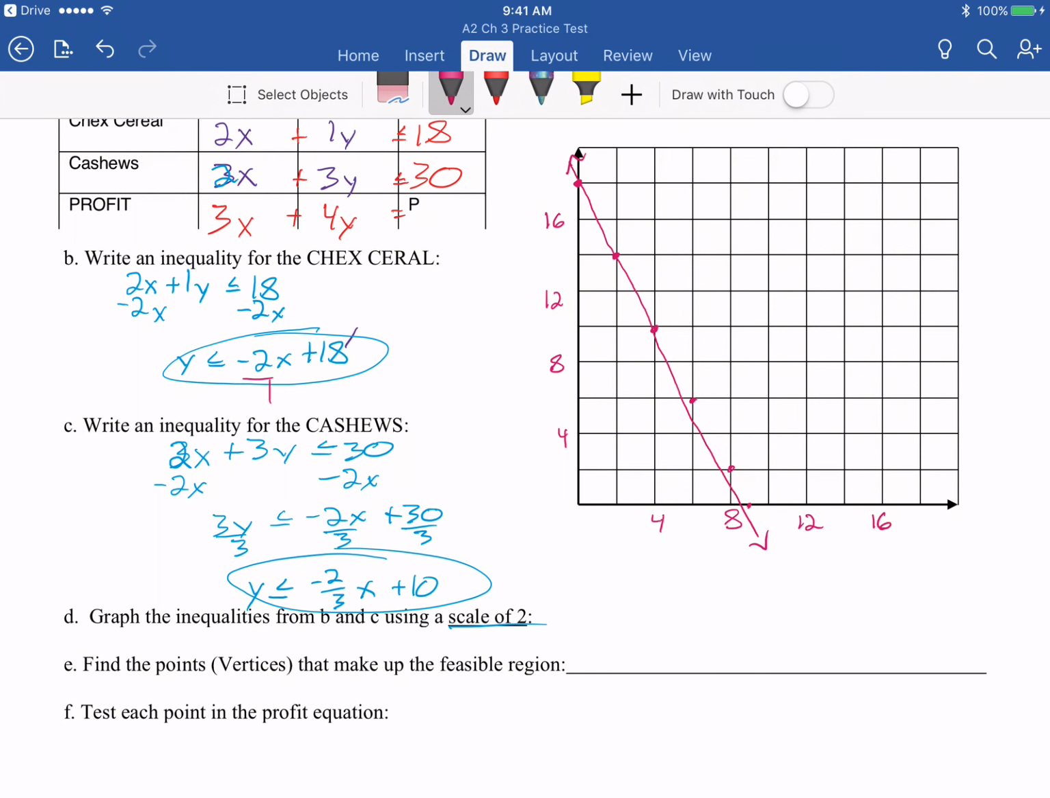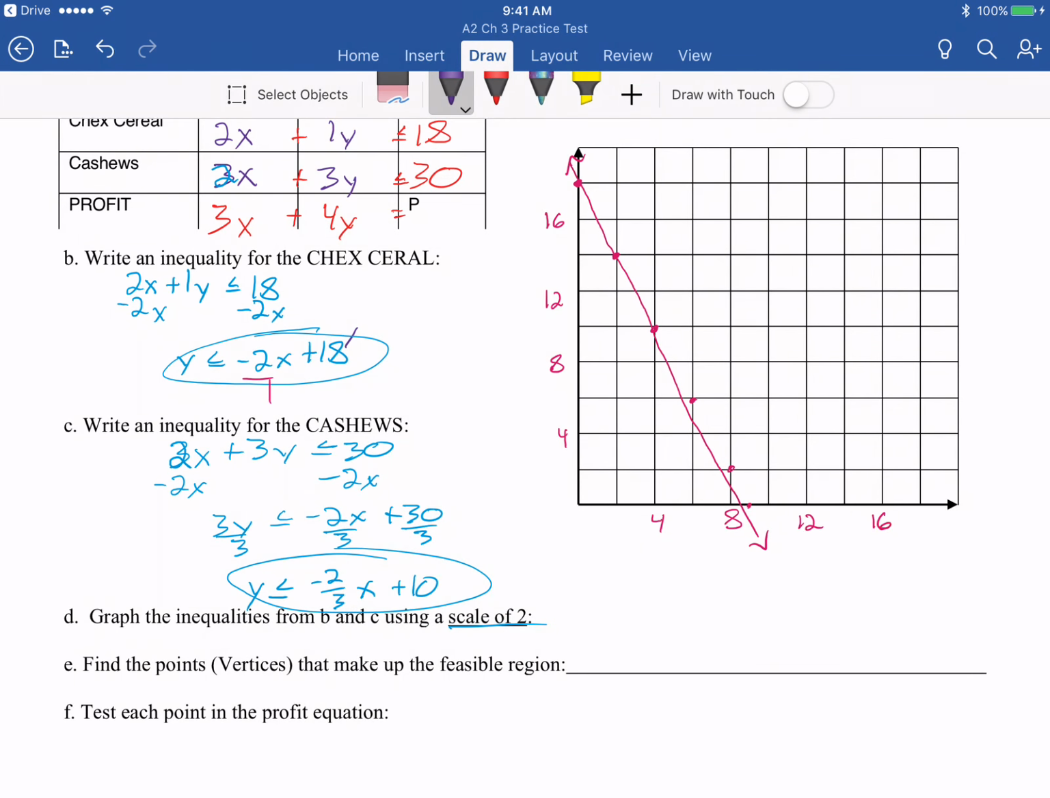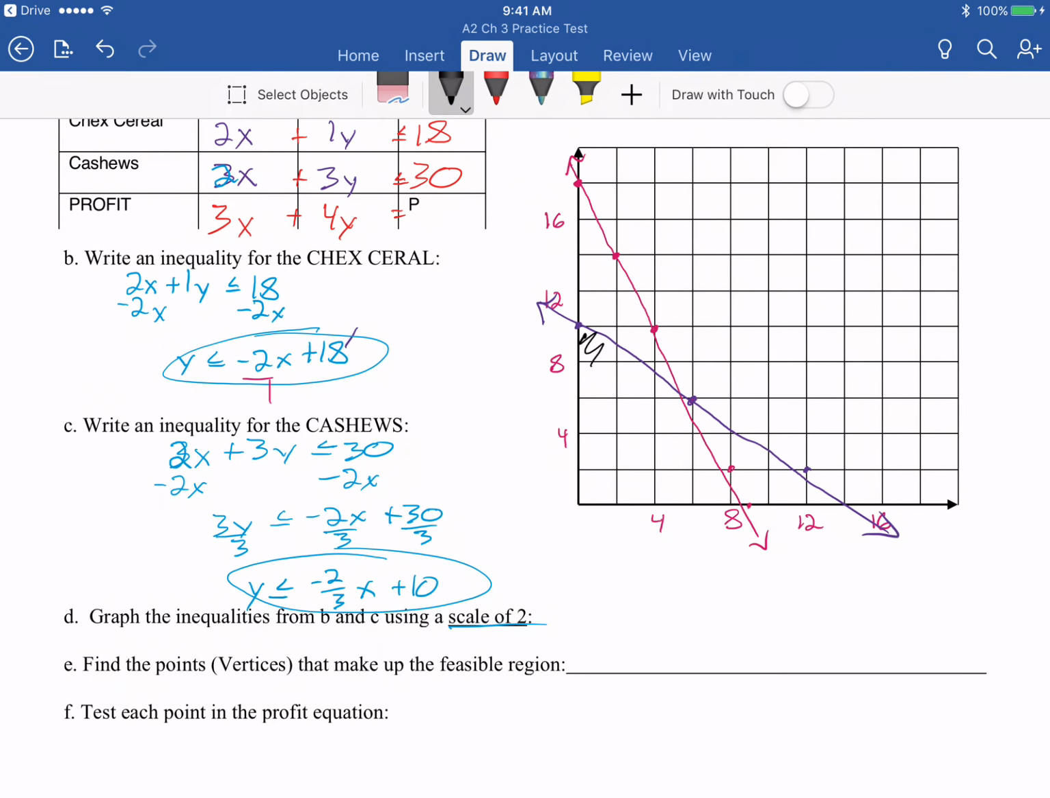Perfect. There's that line. Awesome. Go to the purple. Let's see, I got 10 for that one. That's right here. I go down 2 over 3. I notice that that one's right on top of that one, so I go down 2 over 3. And then my shaded region is what's right in here.